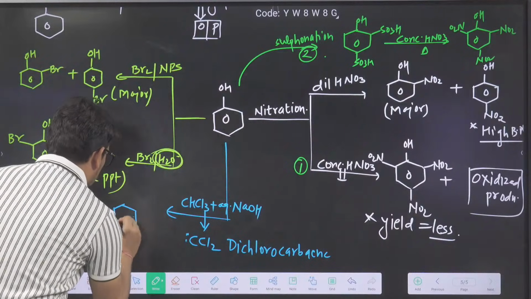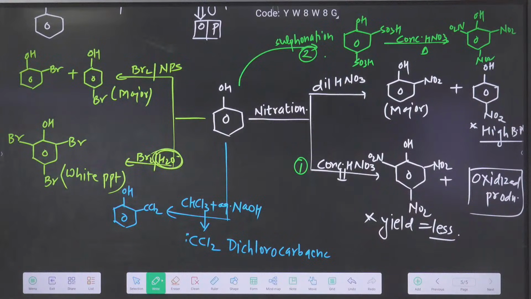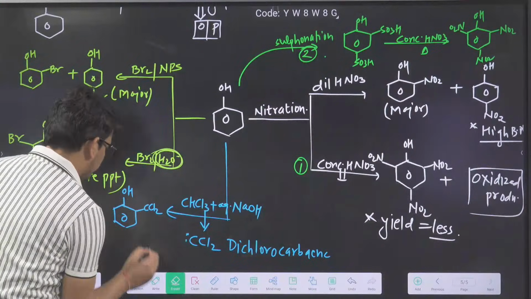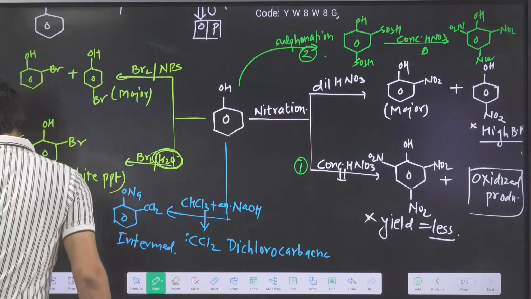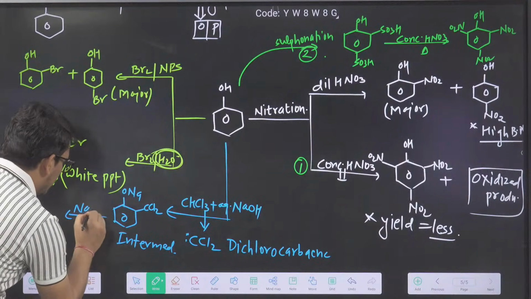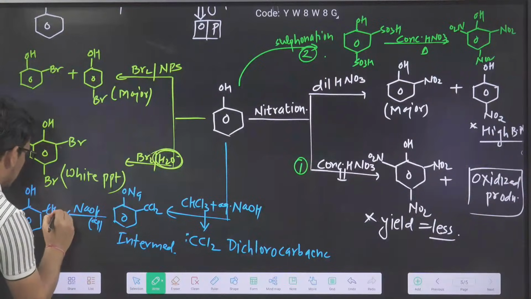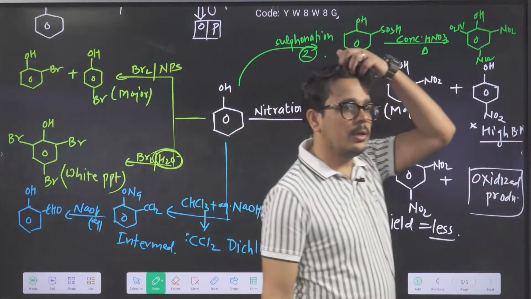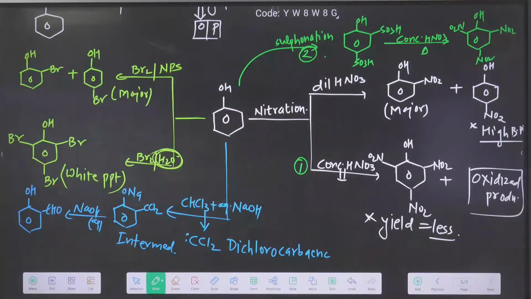Now this dichlorocarbene first converts to this one. Sorry, this will be ONa. This is the intermediate of this reaction, sodium phenoxide, yes or no? Now after this, if you use NaOH again, then you will get orthosalicylaldehyde as the major product. Clear, yes or no?